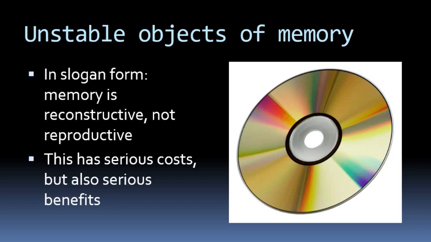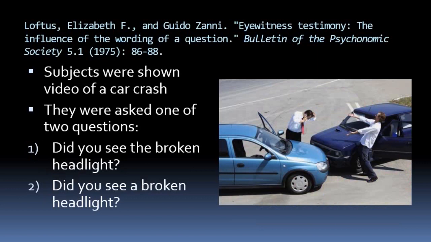Okay, so I gave you the slogan form of this. Let's actually do some empirical studies to put some flesh on these bones. So here's a fun one, just talking about the unstable objects of memory. This is basically just going to be telling you that your memory is terrible. Not terrible. It does the job that evolution needs it to have done, but it's terrible if you imagine your memory being like a video recorder. Then it does very poorly.